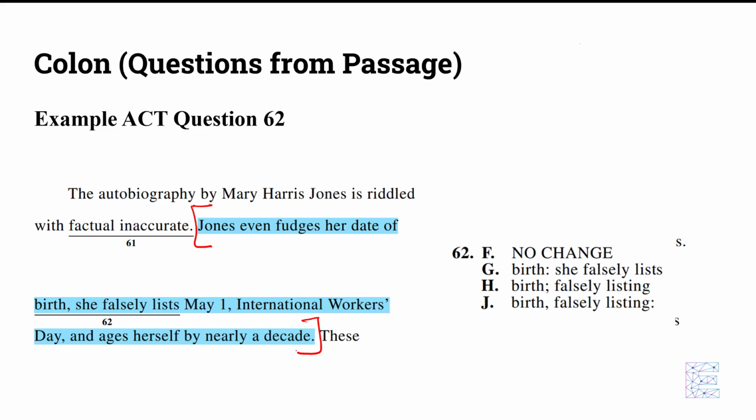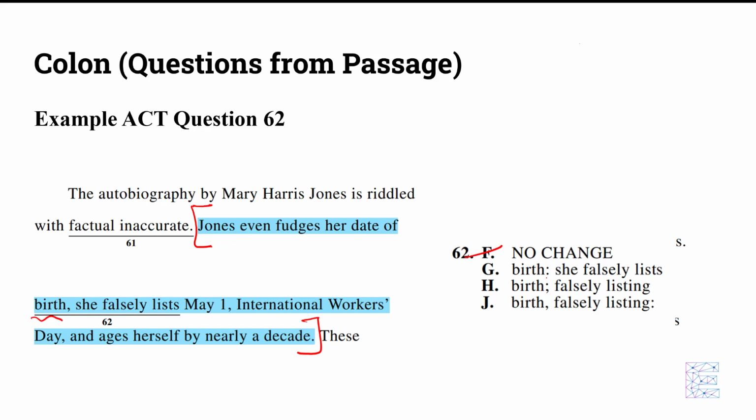Now, let's go through the choices. The first choice says no change. Jones even fudges her date of birth, comma, she falsely lists May 1st, International Workers' Day, and ages herself by nearly a decade. So the first choice here says this is fine. I don't agree with having a comma here and here. That doesn't make any sense. Jones even fudges her date of birth. That's a full sentence. She falsely lists May 1st, International Workers' Day, and ages herself by nearly a decade. This part is also a full sentence. Remember, we cannot separate two independent clauses using a comma. That's why F is out.